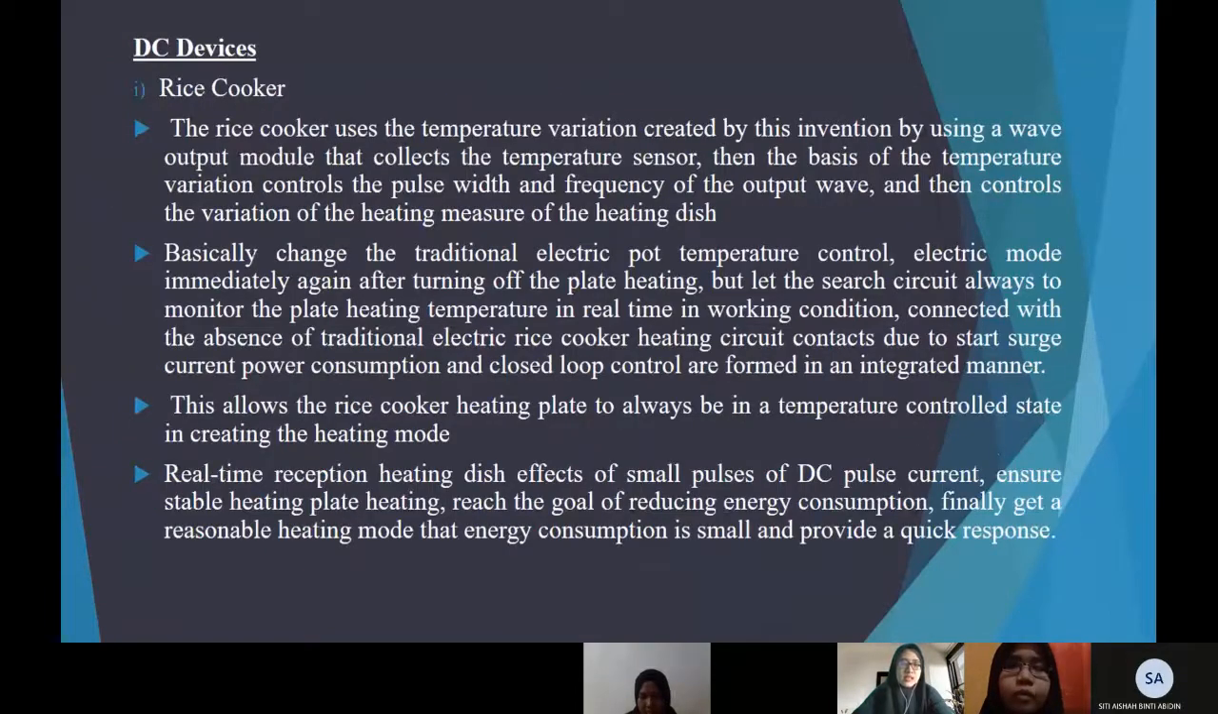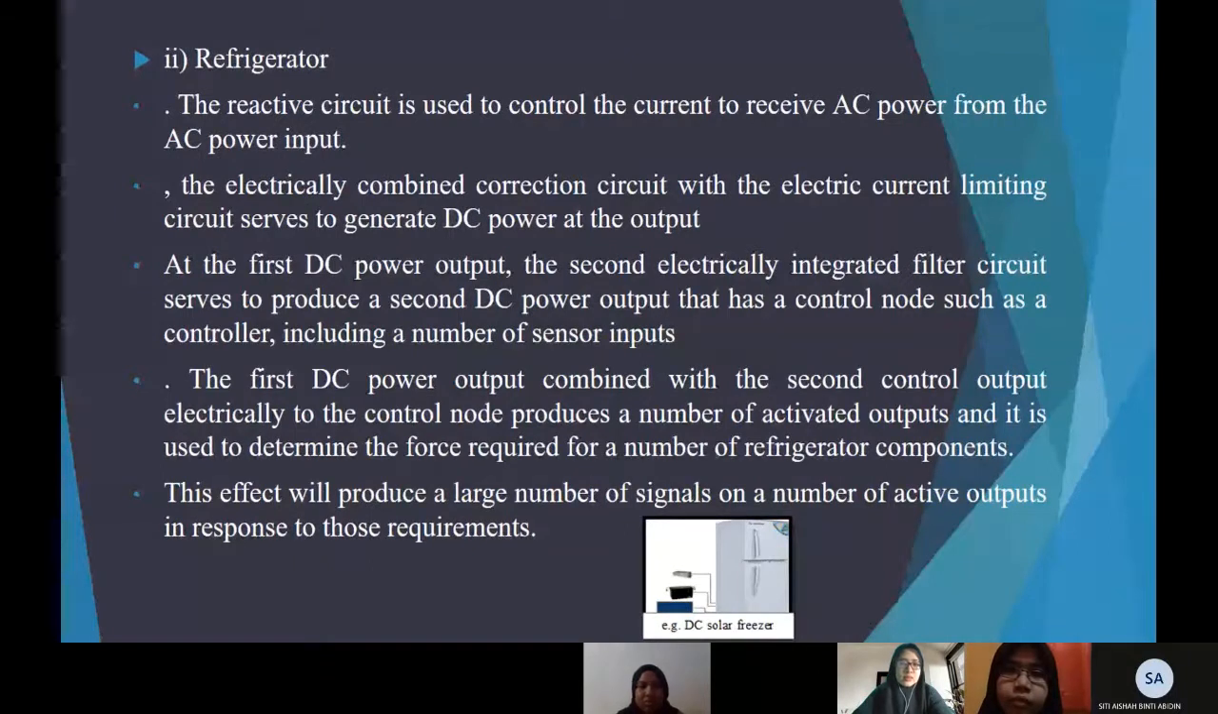In DC devices, we choose rice cooker and refrigerator. In rice cooker, DC is used to ensure stable heating, reach the goal of reducing energy consumption, and finally get a reasonable heating mode that is small and provides a quick response. Also in refrigerator, the DC power output combined with the second control produces a number of activated outputs to determine the force required for a number of refrigerator components. That's all for me, and I will pass to the next presenter.